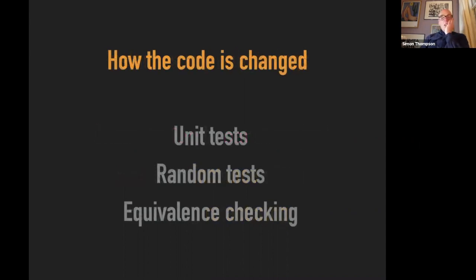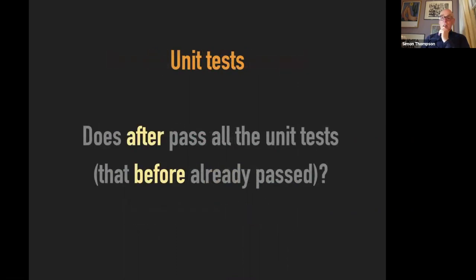If we look at how code has changed, there are three things we can look at, really. We can look at unit tests, we can look at random testing, and we can look at equivalence checking. Let's look at that first. With unit tests, we ask: does the after code pass all the unit tests that the before code passed? That is pretty much the state of the art of assurance for most refactoring tools. People accept that it works if this particular instance, remember, after the refactoring meets all the tests that the instance before met.